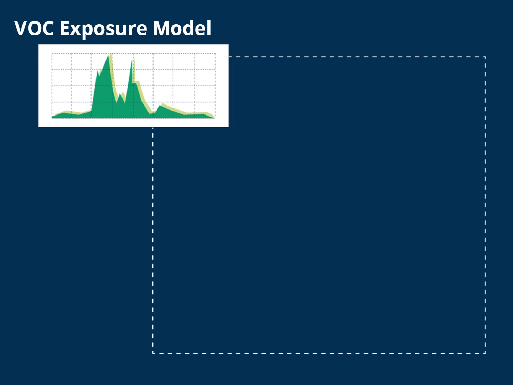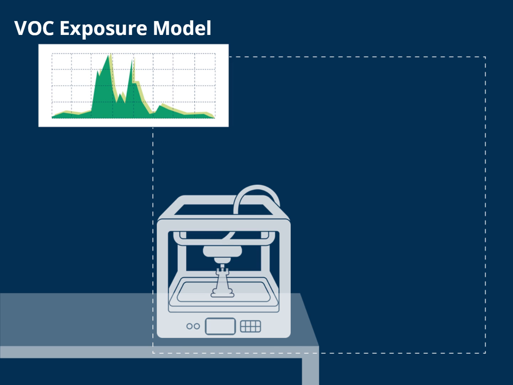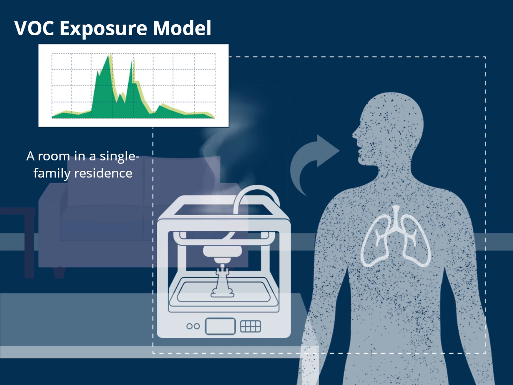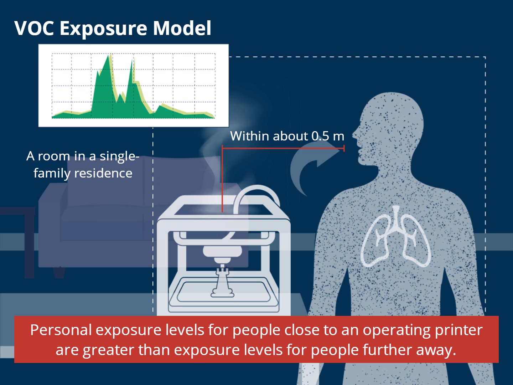Based on the results of the chamber study, researchers modeled the potential exposure levels that users and building occupants may receive when 3D printers are operating. These exposure levels can be evaluated for chronic and acute health hazards. These scenarios simulated the emission concentrations from 3D printing in a single-family residence room, or within about 0.5 meters near the printer. Personal exposure levels for people close to an operating printer are greater than exposure levels for people further away.